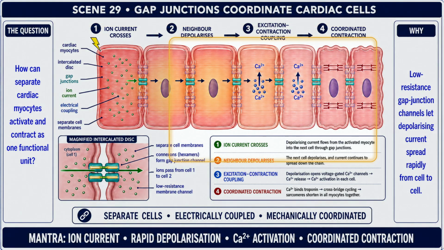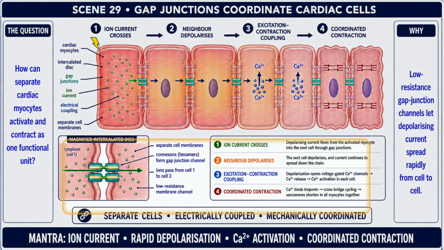Depolarization then opens voltage-gated calcium channels and triggers intracellular calcium release. Calcium binds troponin, cross-bridge cycling begins, and sarcomeres shorten. The gap junction did not pull the contractile proteins. It delivered the electrical event that activated them.